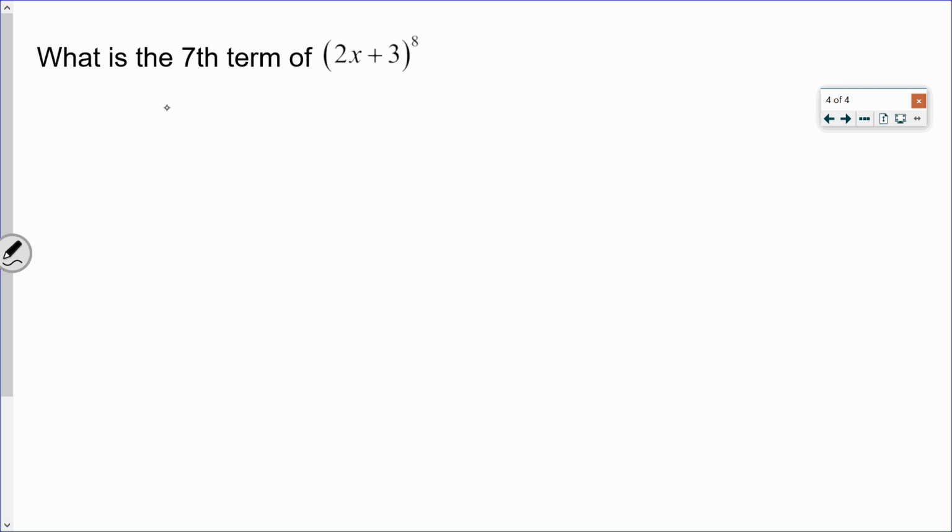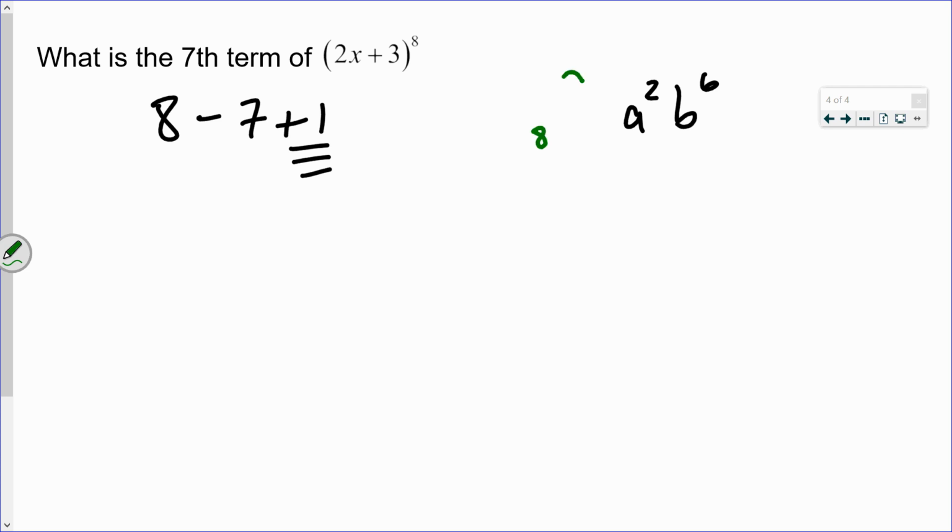So in this case, I'm going to take my exponent 8, I'm going to subtract 7, and then add that 1. That's always an add 1. It doesn't change based on what these are. So I know then 8 minus 7 is 1 plus 1. I'm going to be finding the a squared term, and then the b, since it's got to add to 8, is b to the 6th. That also helps me figure out my coefficient, which is going to be the combination of that step, which is going to be 8 choose 2, because it's going to be the exponent of that piece right there.